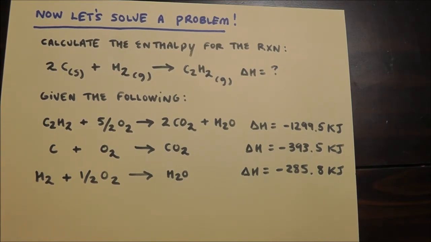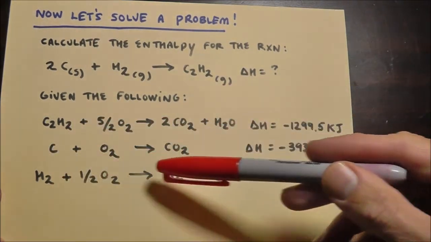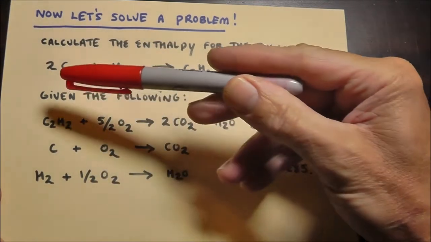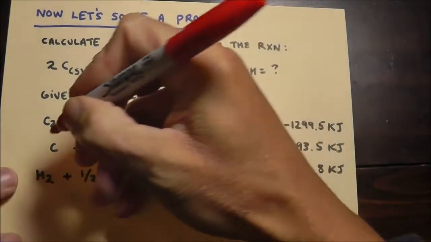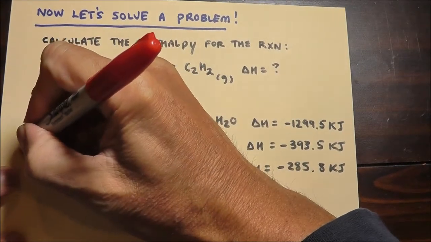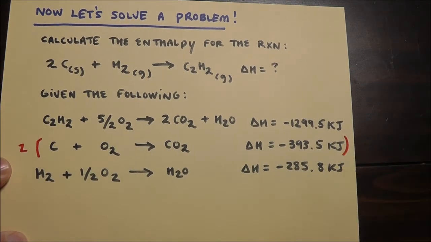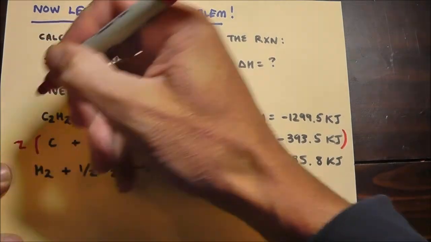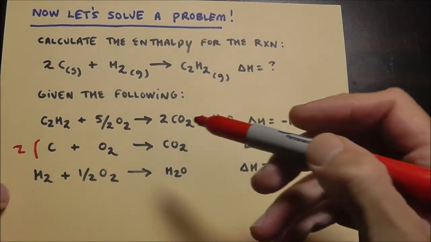So looking at what I've been given, I only find carbon in one of the 3 equations. There's no carbon there, there's no carbon there. Carbon's here, but it's not present with a coefficient of 2. So I'm going to go ahead and give that a coefficient of 2. Now notice how I'm putting the parentheses around both the equation and the delta H. And so I'm going to multiply that by 2, but I'm going to skip to the next thing.